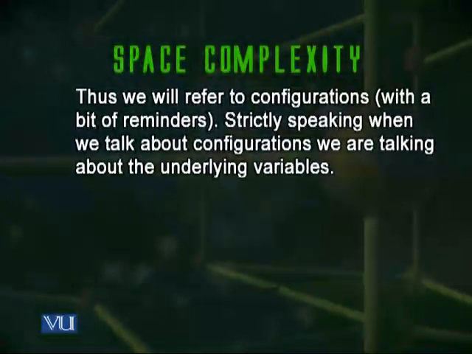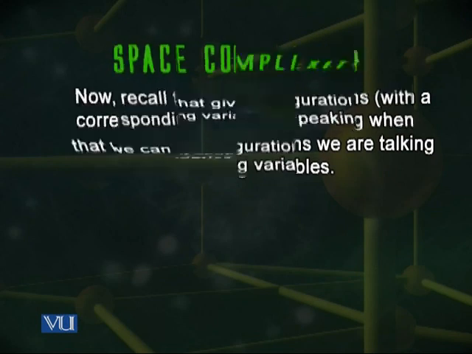So in the Cook-Levin theorem, we saw a one-to-one correspondence between Boolean variables and configurations. In other words, we could talk about configurations in the language of Boolean variables. We will use that as a black box in our theorem. Thus, we will refer to configurations directly instead of referring to Boolean variables. Strictly speaking, when we are talking about configurations, we're talking about the underlying Boolean variables that represent this configuration.